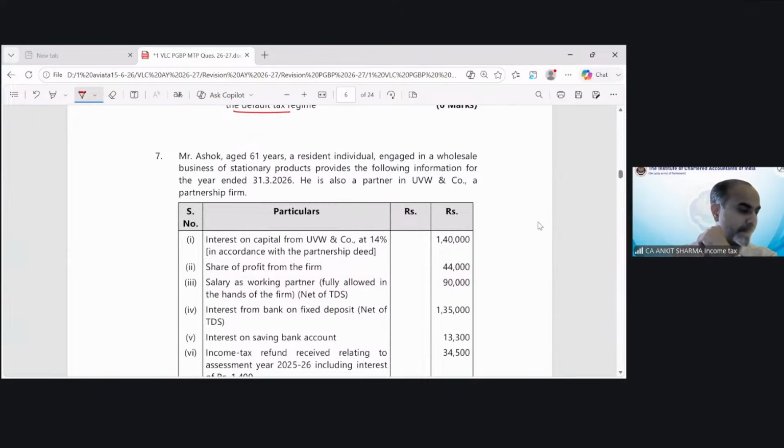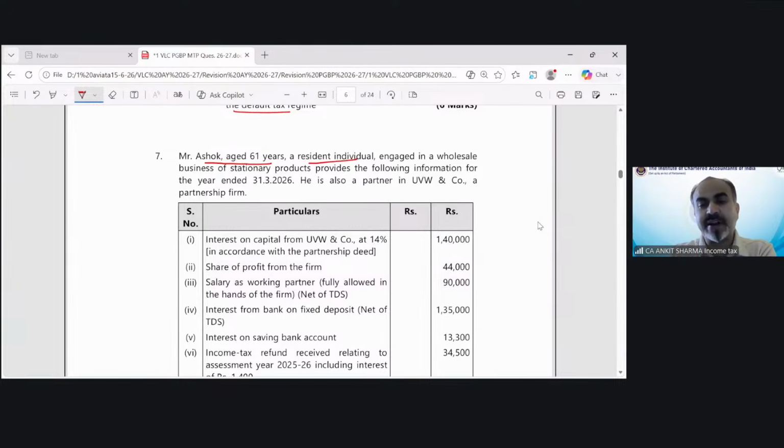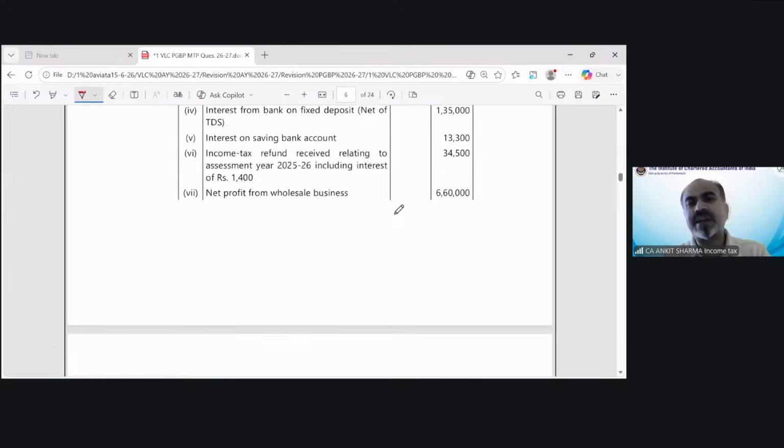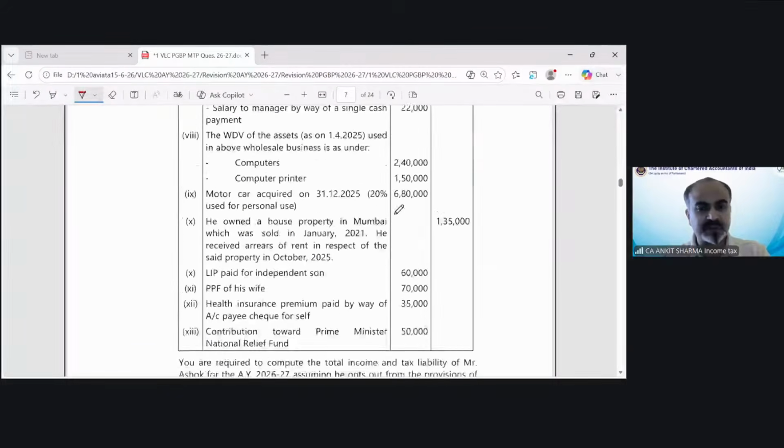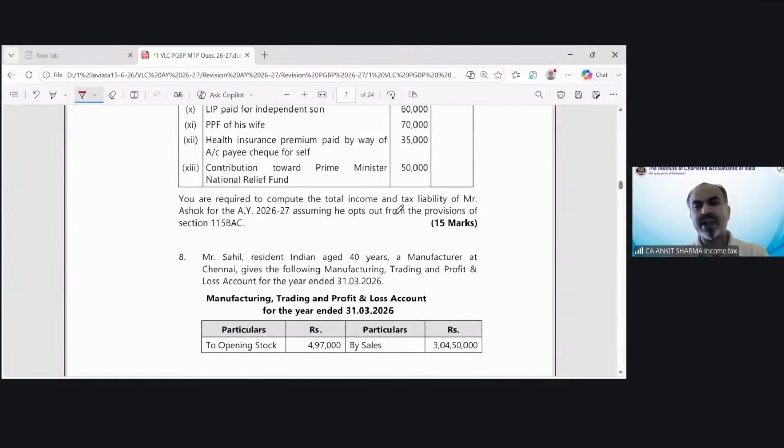Mr. Ashok, age 61 years, a resident individual engaged in a wholesale business of stationery products, provides the following information for the year ended so and so. He's also a partner in UVW and Company, a partnership firm. Let's see the requirement of the question first. You are required to compute the total income and tax liability, assuming he opts out from the provisions of section 115BAC. That means we need to calculate the business income under the optional tax regime.